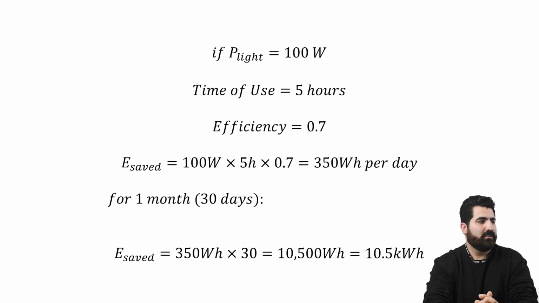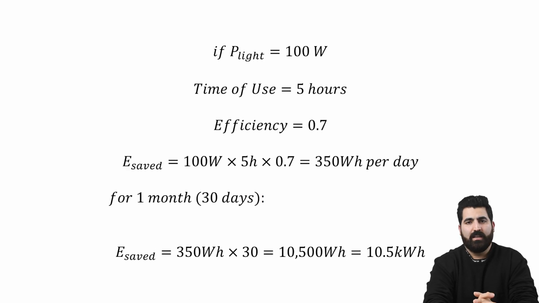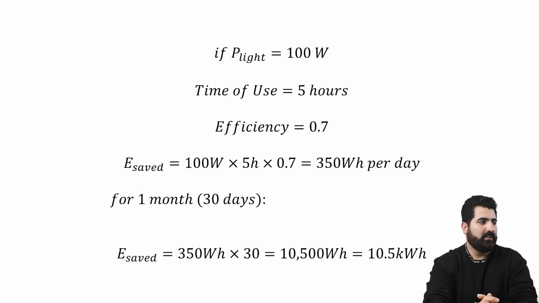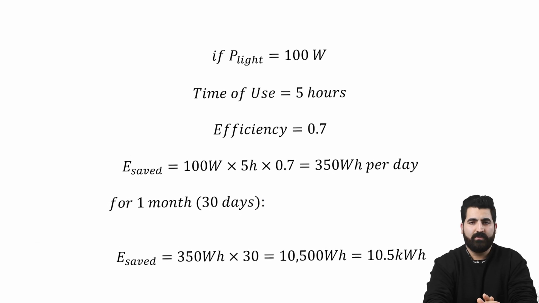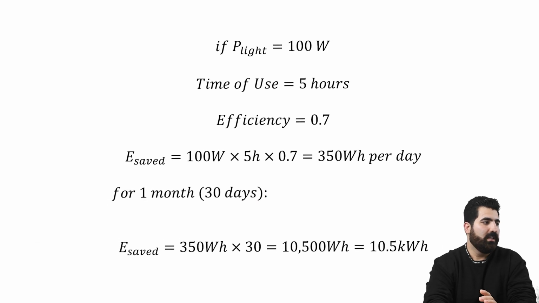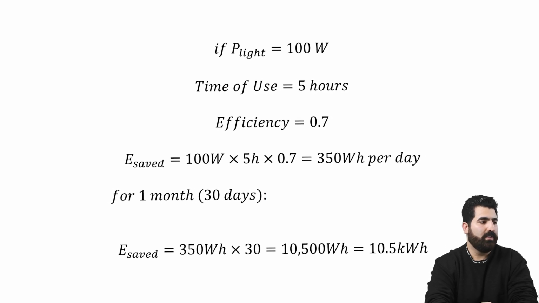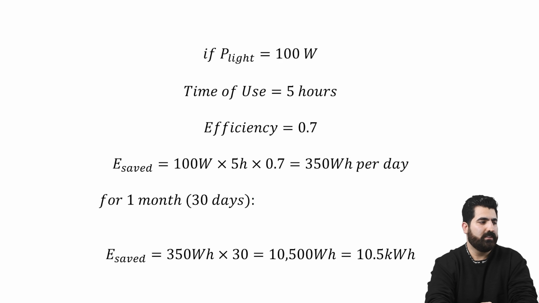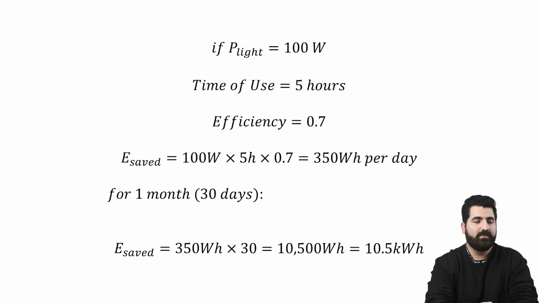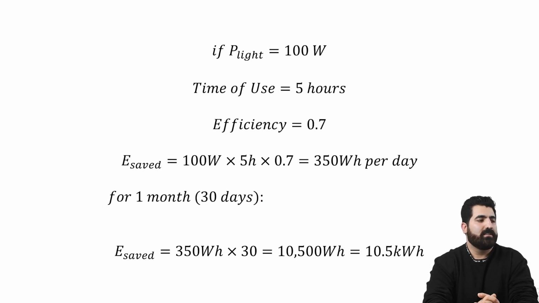And for example, let's calculate for a power of 100 watts and a time of 5 hours with the efficiency of 0.7. The E saved is equal to 100 watts multiplied by 5 hours multiplied by 0.7. It's equal to 350 watt hours per day, and for 3 days you can see it is equal to 10.5 kilowatt hours, and it is a massive energy saving.